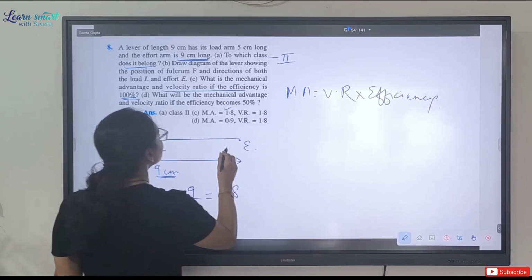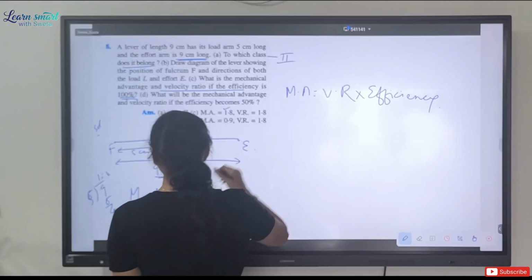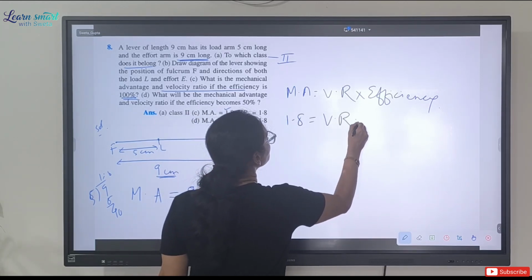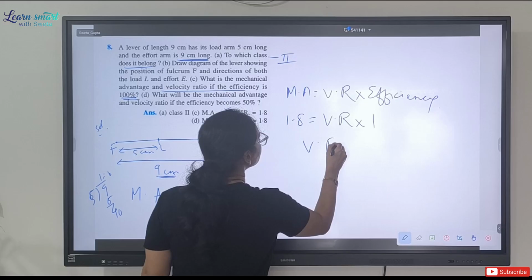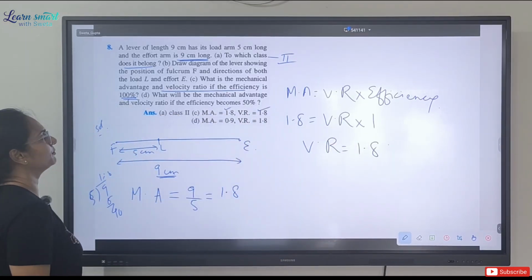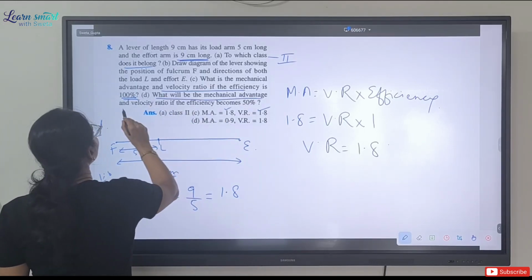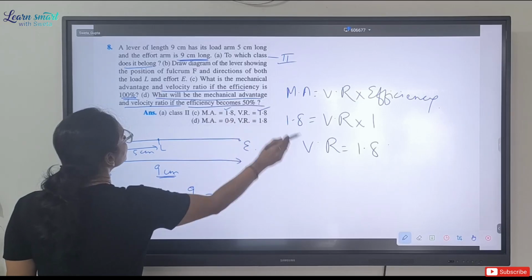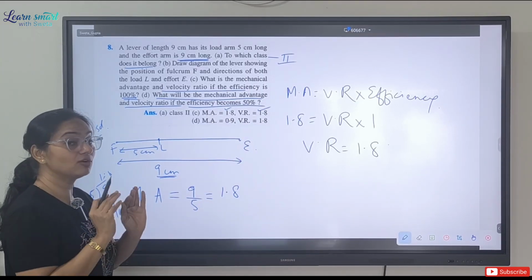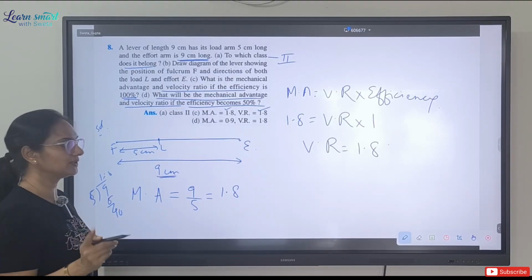Now they are telling efficiency is 100%, which means we will take efficiency as 1. So mechanical advantage we got 1.8 is equal to velocity ratio into 1, which means velocity ratio is also 1.8. And they are then asking what will be the mechanical advantage and velocity ratio if the efficiency becomes 50%. So if the efficiency becomes 50%, velocity ratio does not change. It will remain 1.8, but mechanical advantage will change.